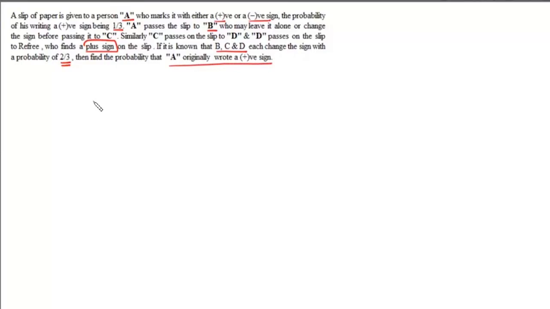Now the slip of paper starts from A and it goes to B and then to C and then to D, and thereafter it goes to the referee. Now this A can either make a plus sign, we say this event is A positive, or it can start with a negative sign, which is A negative. First what we'll do is find the probability that when the referee receives the card, it is a positive sign, which is E plus. Now it will depend on whether A starts with plus or whether A starts with minus.